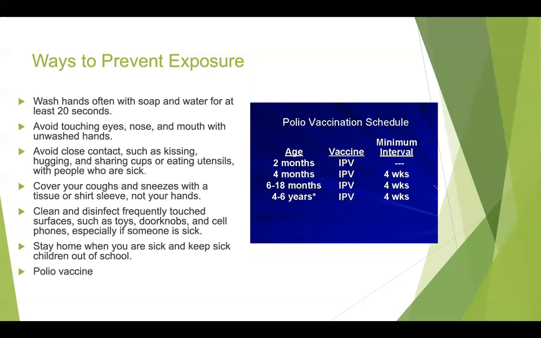And clean and disinfect frequently touched surfaces such as toys, doorknobs, and cell phones, especially if you know someone has been sick in that area. And stay home when you are sick and keep sick children out of school so that we don't spread it. And also the polio vaccine is going to help prevent it. And here I just have the polio vaccination schedule. So we get it at 2 months, 4 months, between 6 and 18 months, and then 4 to 6 years.